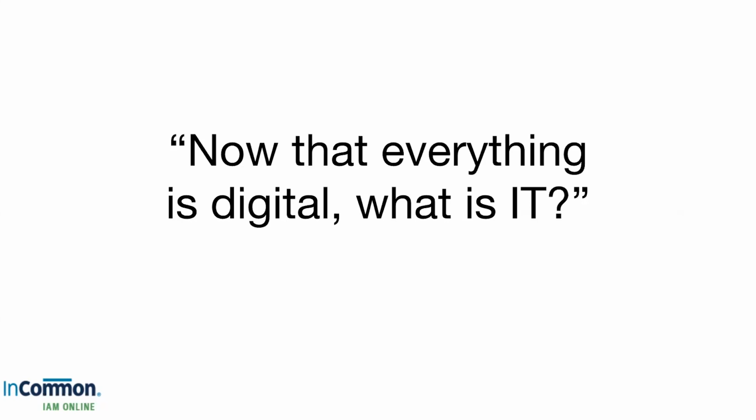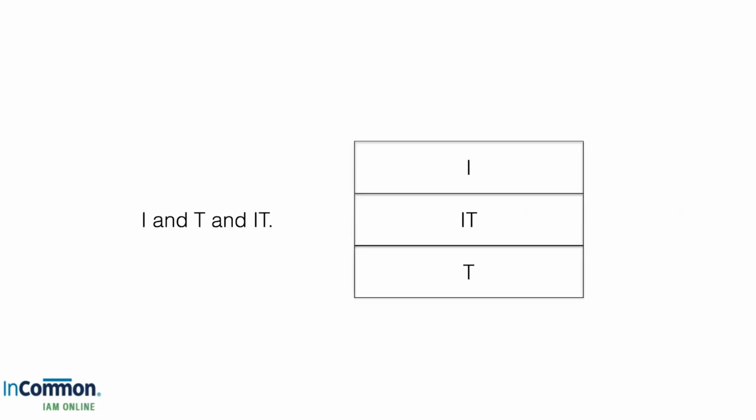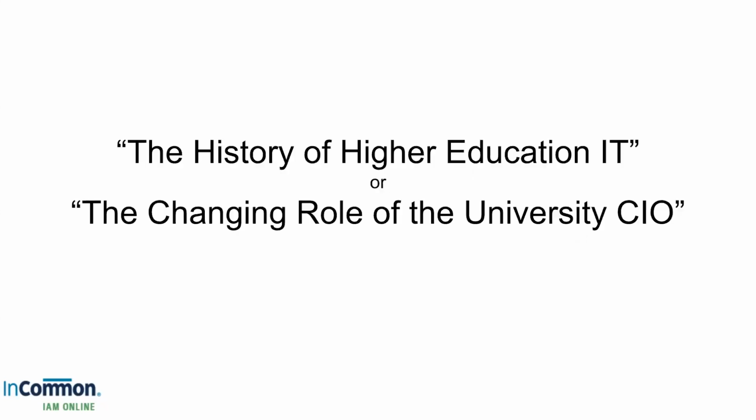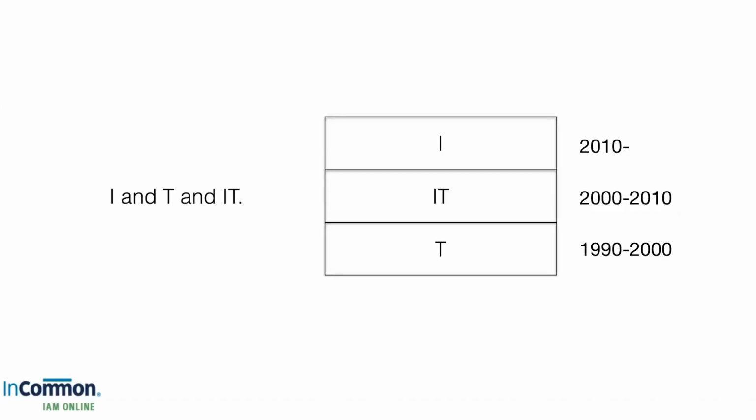So everybody has a different definition of IT. And the way I tried to answer this question around campus was that it's not one thing, it's three things. It's technology, it's information technology, and it's information. And the more I thought about it today, not 10 years ago, it started to look like the history of higher education IT, and in some ways the changing role of the university CIO.